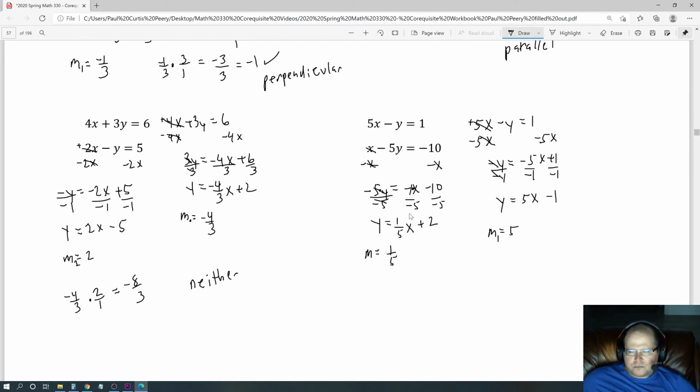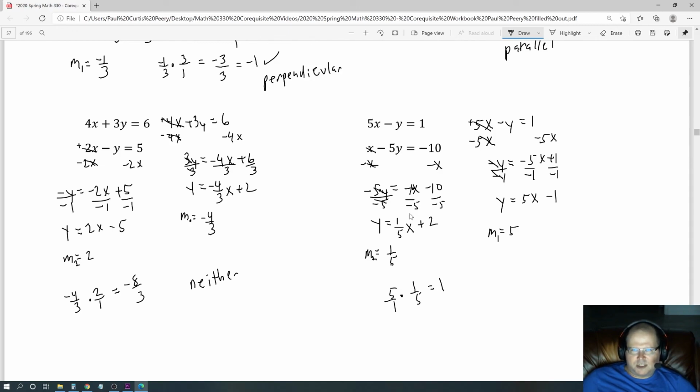Okay. Now, obviously 1/5 is not equivalent to 5. But what if we multiply those together? And this is the second equation. So what would happen is we would say 5, and we can put that over 1 if we want to, multiply by 1/5 equals 1. Well, 1 is not negative 1. So they're not perpendicular. The product would have to be a negative 1. Okay? So it's not enough for them to be reciprocals. They have to be negative reciprocals.